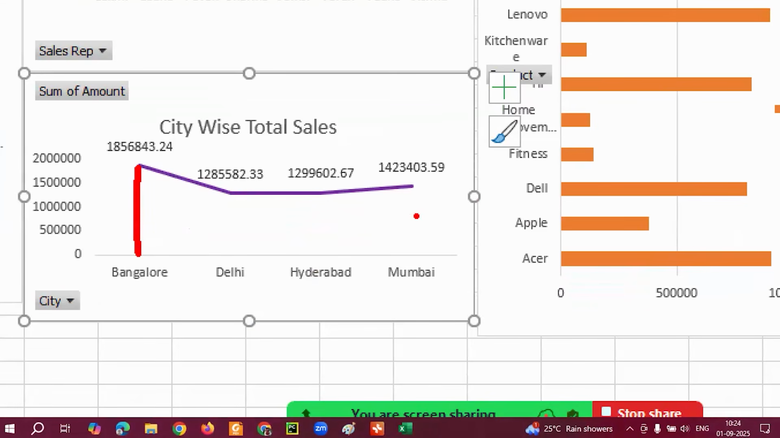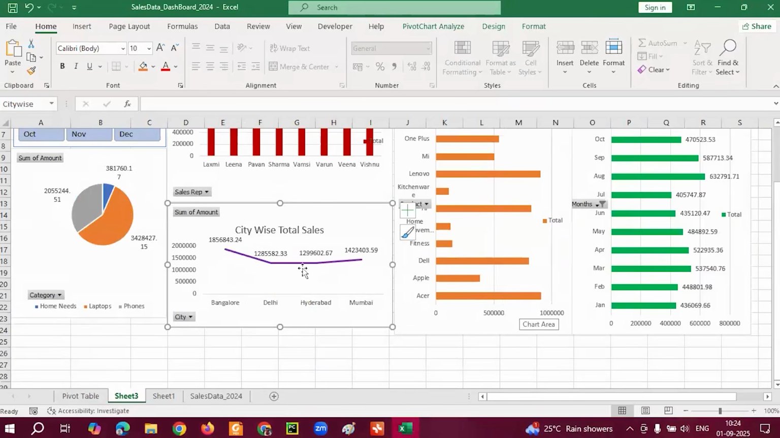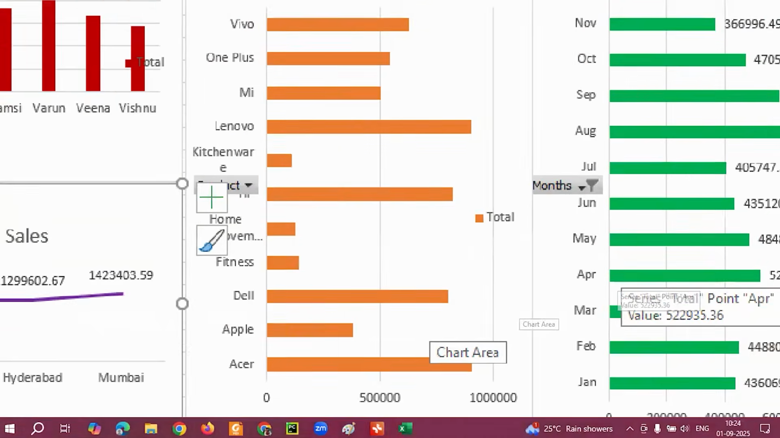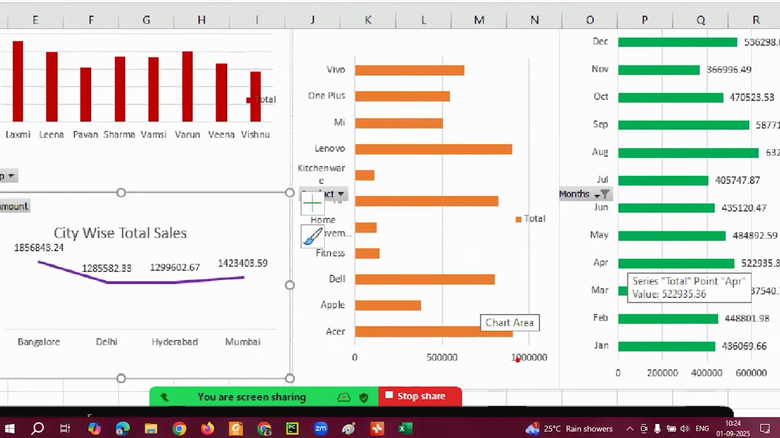So the second place goes to Mumbai. Third place goes to Hyderabad. Fourth place goes to Delhi. So it is very easy to provide your analysis. And observe item wise, these are the items we are selling. Observe Acer laptops, Acer and Lenovo have the highest sales.